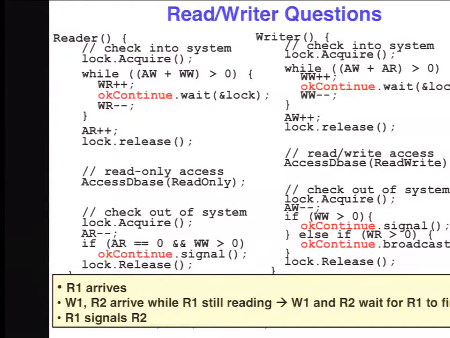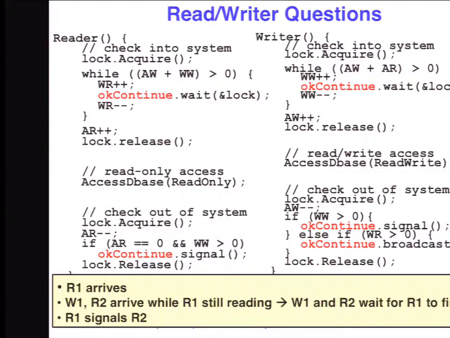So do I have an example of this? I think I have an example. So reader 1 arrives, then writer 1 and reader 2 arrive while reader 1 is still running. So writer 1 and reader 2 are going to wait for reader 1 to finish. But then when reader 1 checks out, it ends up signaling reader 2 instead of writer 1. So writer 1 doesn't get to run. So we've lost our priority here.